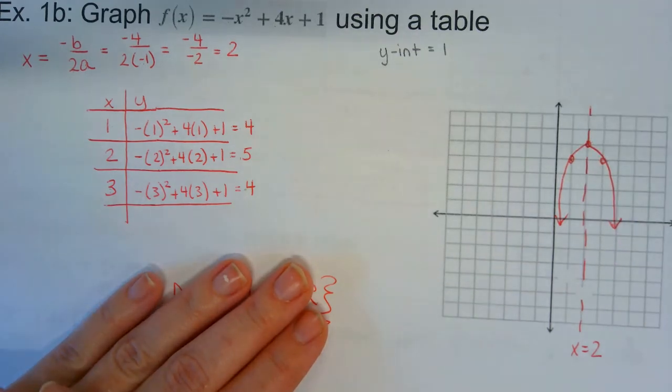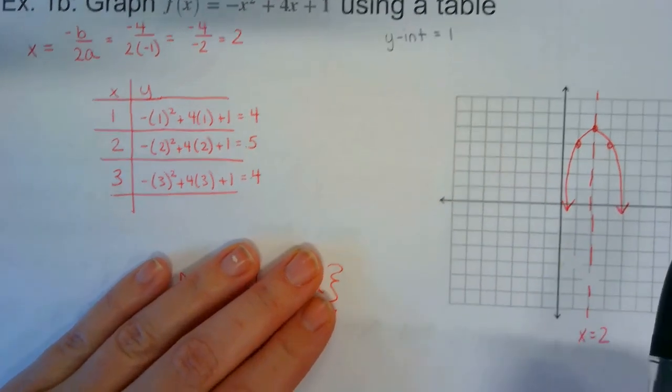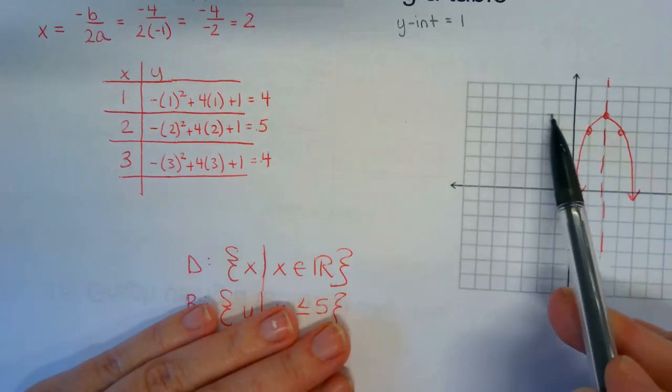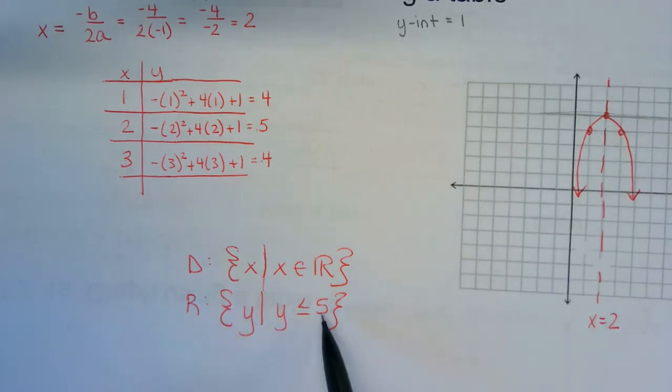We also still have to identify domain and range. So you'll notice the domain for these will typically end up staying the same. So it'll be all real numbers. And then your range are your y values. So my y values are capping up here at 5, and then they're going below that value. So y less than or equal to 5.